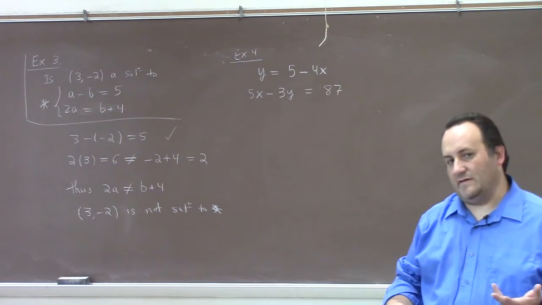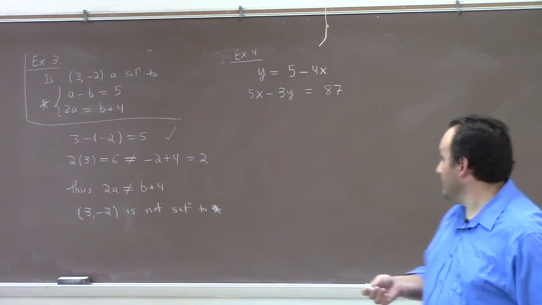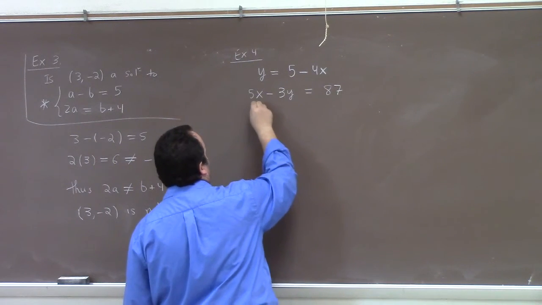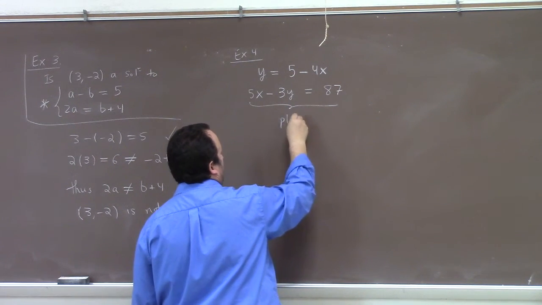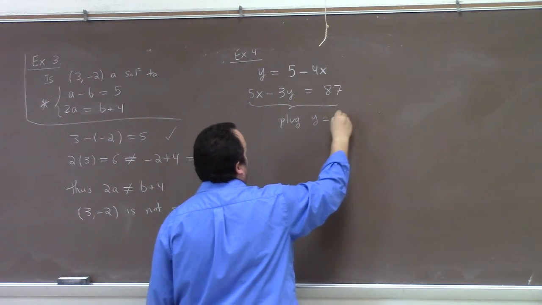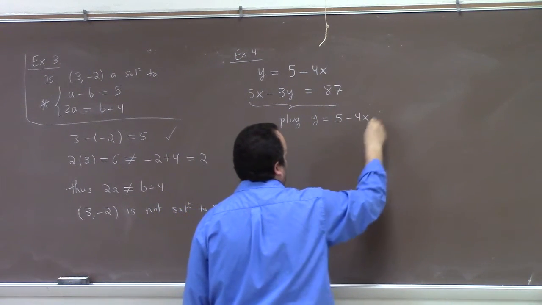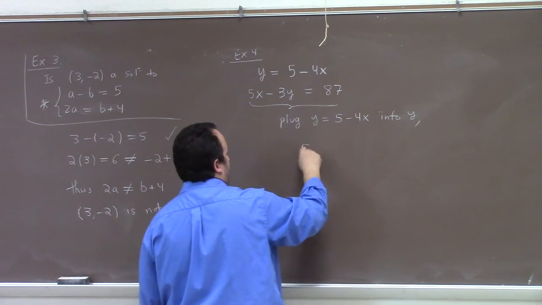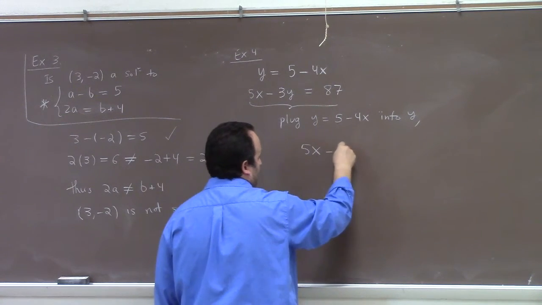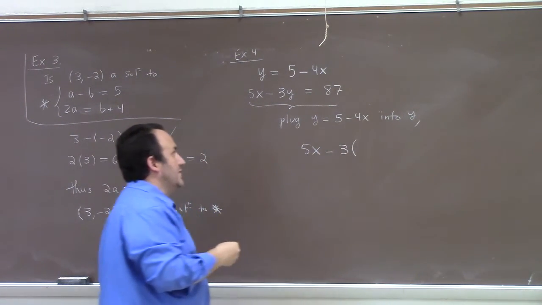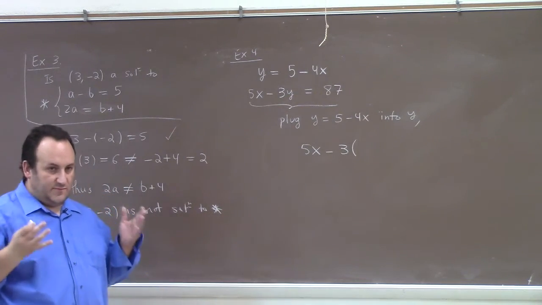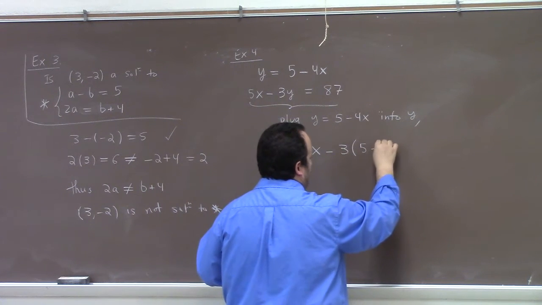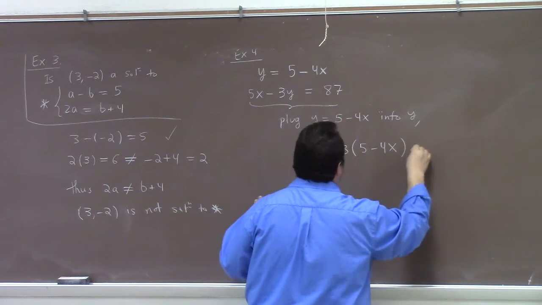So the substitution method says, you plug y equals 5 minus 4x into that. That gives us 5x minus 3 times the parentheses. Remember, parentheses are so important. When you have a multiplication, take the time to write the parentheses. Don't try to do it in your head, because if you do, you'll forget to distribute or something.